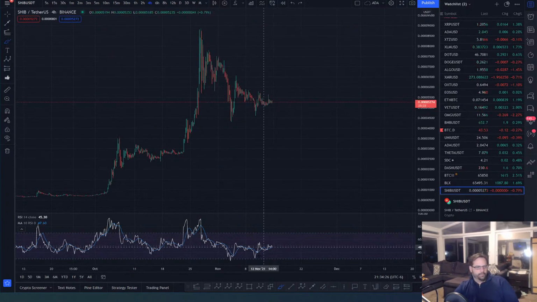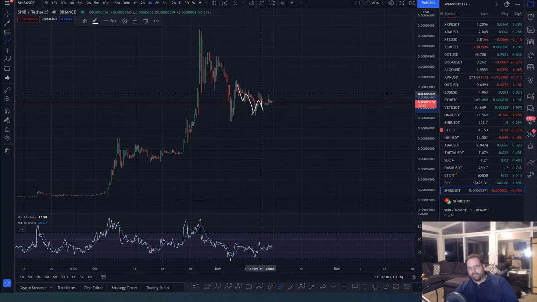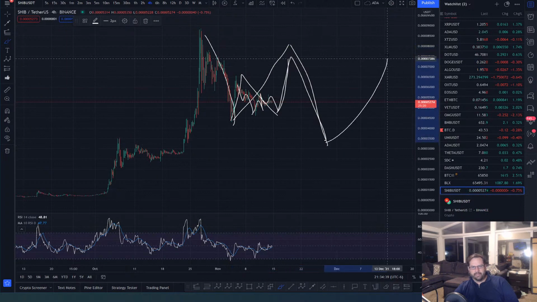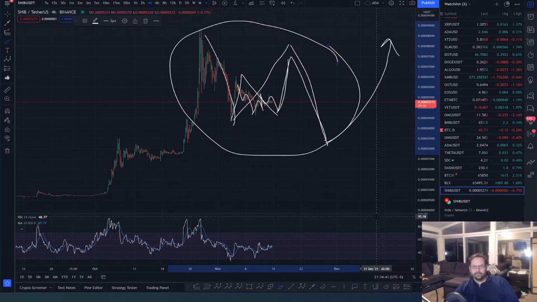So yeah, you're welcome, New, by the way. 3 down, 3 up, 3 down. Maybe something like this. Boom, boom, boom, and then down we go again for some kind of flat maybe, and then it might pump again. But that's going to take an awful long time to play out. So there's Shiba for you.